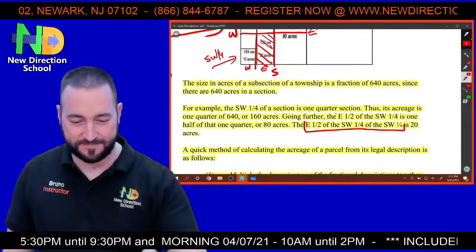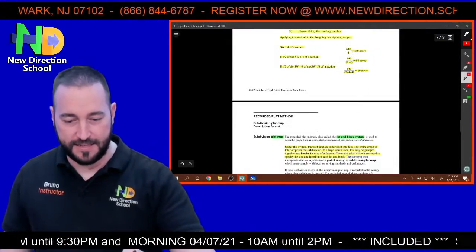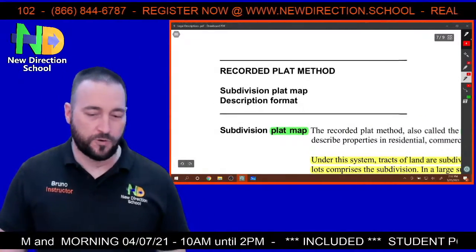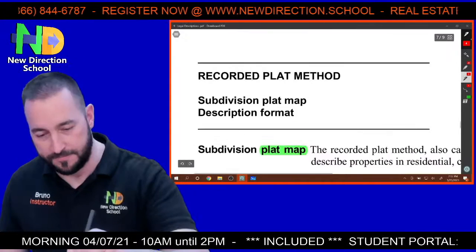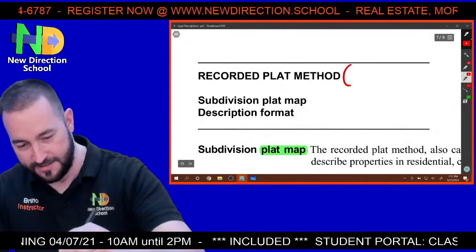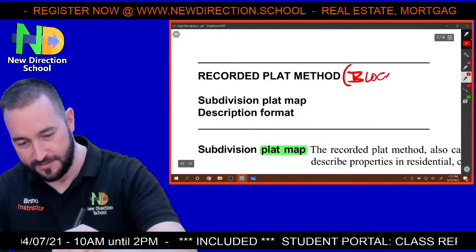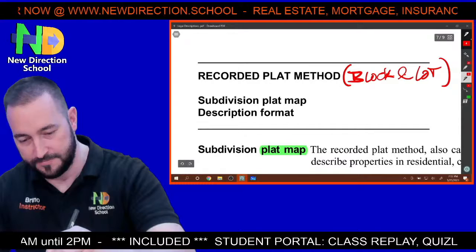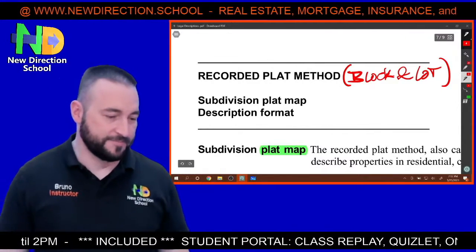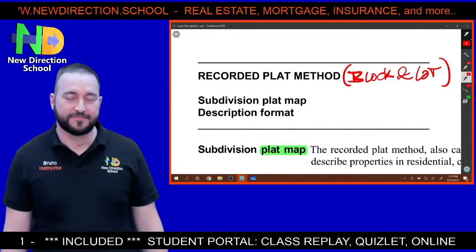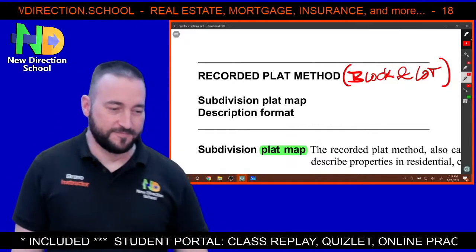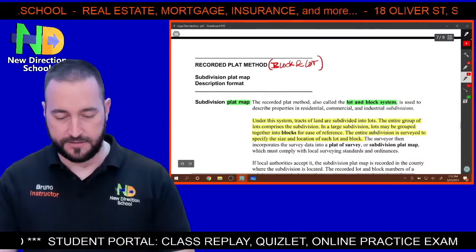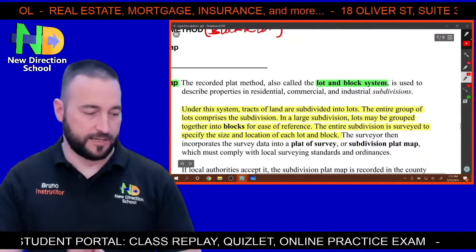Go here. That was it. The third method, which is going to take us to the break, is the recorded plat method, also known as block and lot. Block and lot method. So this is very common here in New Jersey, block and lot, and also the metes and bounds.